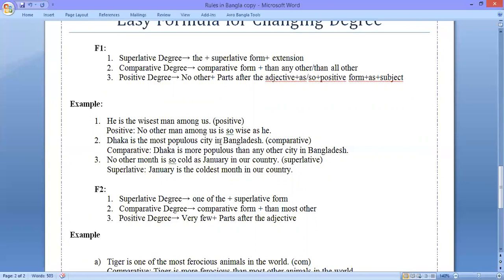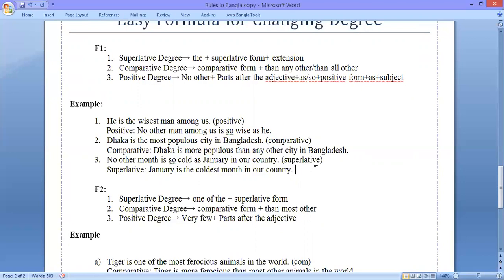If we look at the second sentence, Dhaka is the most populous city in Bangladesh. We can see there is the superlative form. If you want to make this comparative, we need to use comparative form plus "than any other" or "than all other". So the solution is: Dhaka is more populous than any other city in Bangladesh.